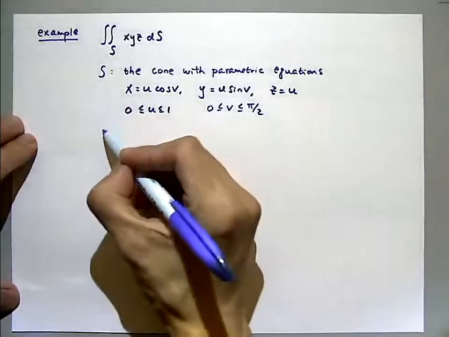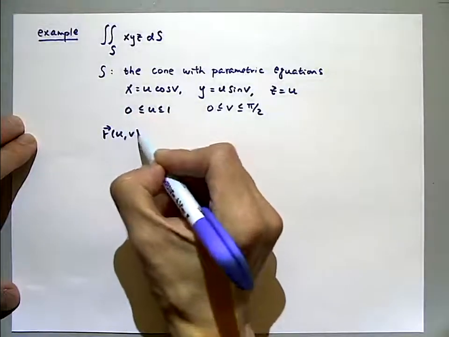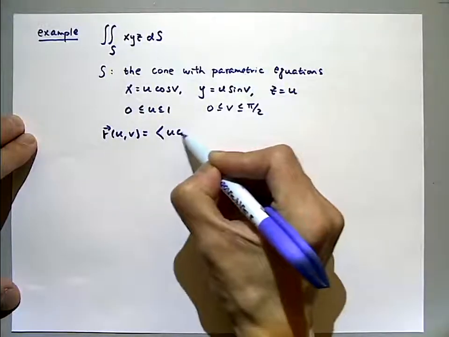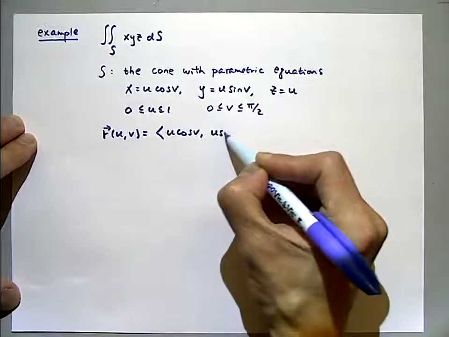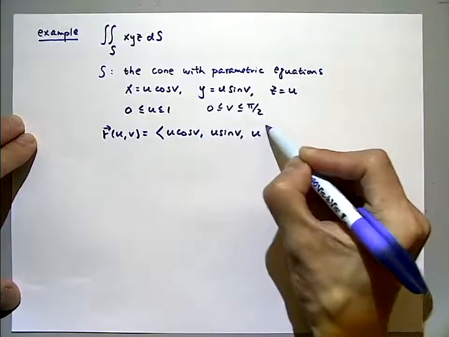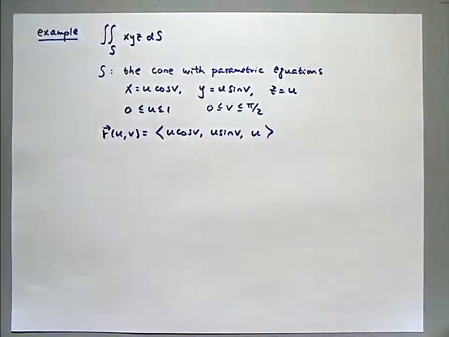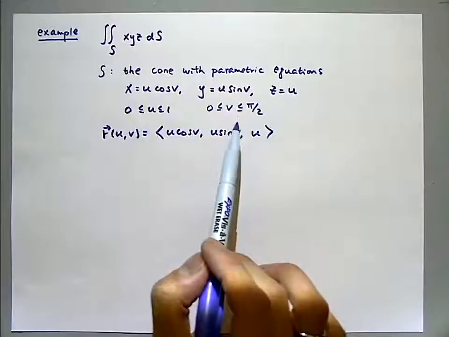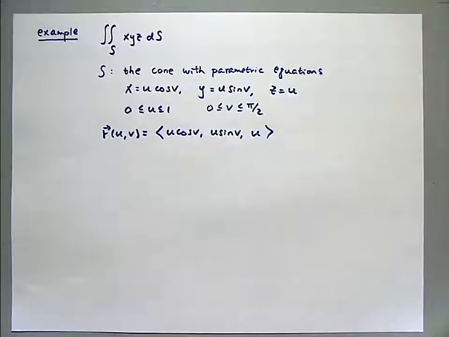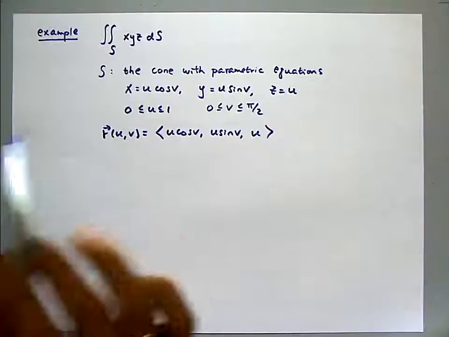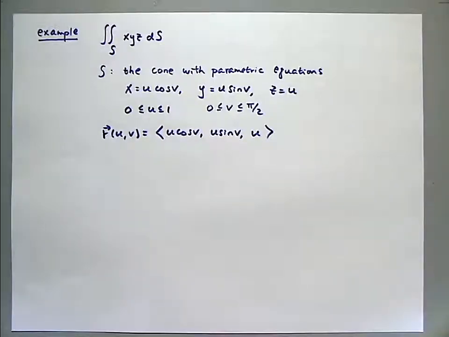All right, so this means the surface R of u,v is u cosine v, u sine v, and then u, right? It looks like we're doing this in cylindrical coordinates. This looks like r, this looks like theta, right? Something like that. But the formula doesn't care what coordinates we are in. We're still doing the R_u cross R_v du dv. It doesn't care what coordinate system we are in.